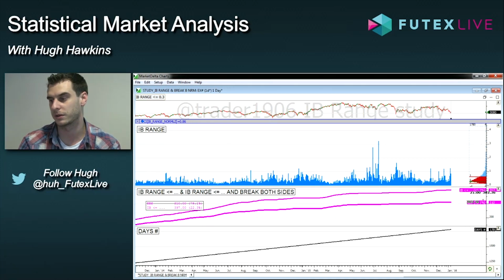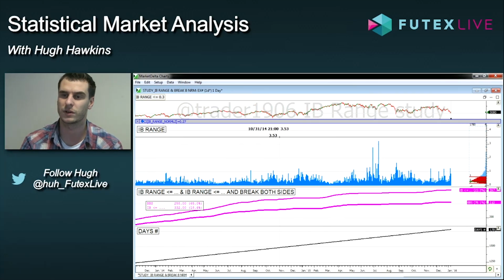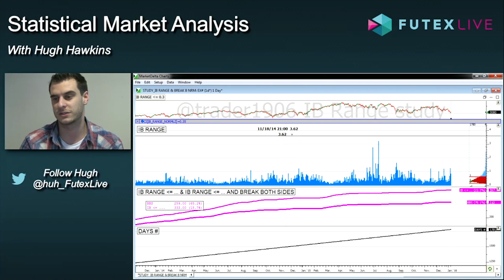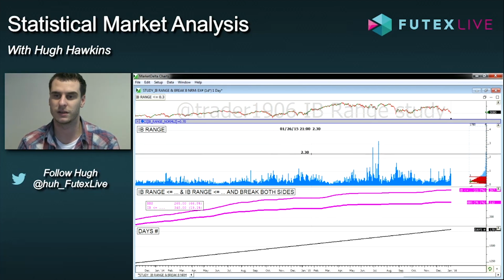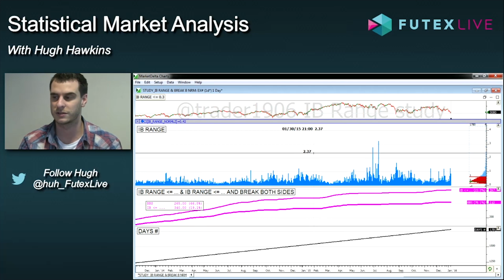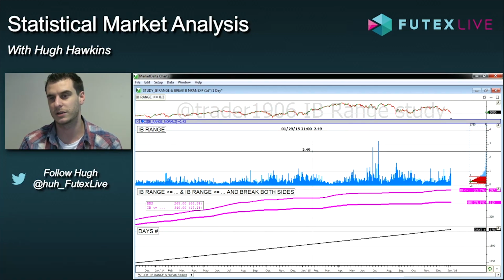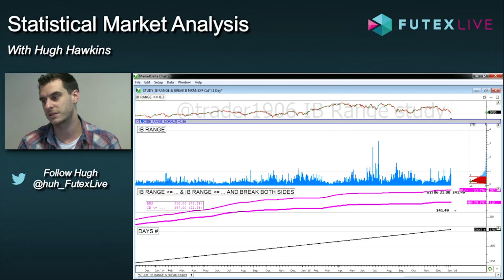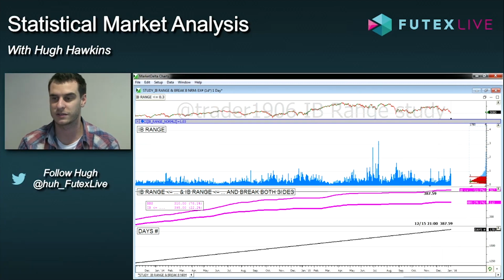Well, then if we're less than or equal to 0.3, nearly 78% of the time we're breaking both sides. So it's really giving you an idea that a narrow IB doesn't suggest, well, to me this suggests that a narrow IB is going to get broken both sides. You can't expect it not to get broken both sides when it does 80% of the time.